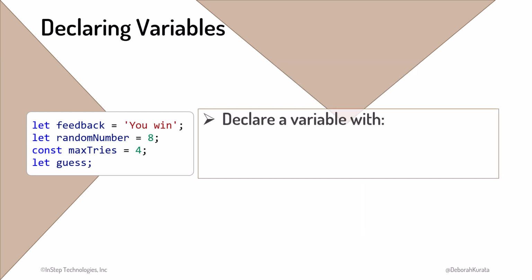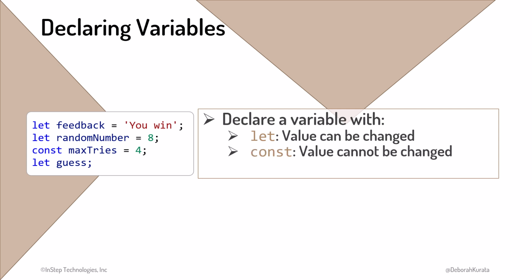We declare a variable and optionally assign an initial value using one of these keywords. Let declares a variable whose value we can later change as needed. Const, which is short for constant, declares a variable that can only be set to a value when it's declared. After that, its value cannot be changed. That's great if you want to set up configuration information, such as the maximum number of tries, and ensure that value isn't changed when running the code.